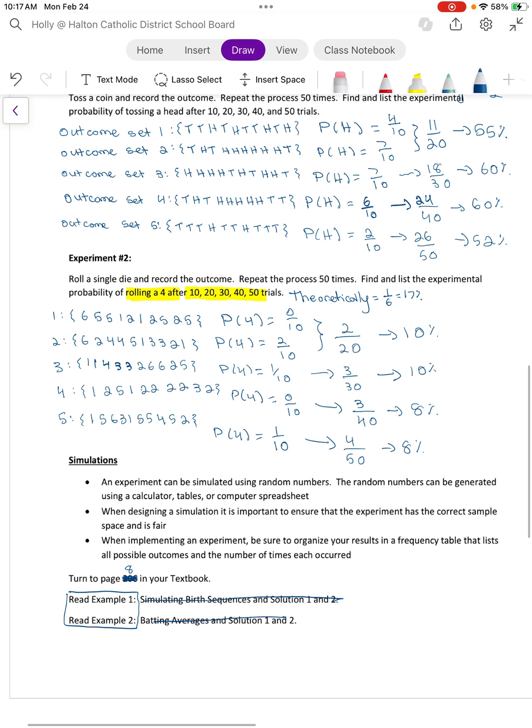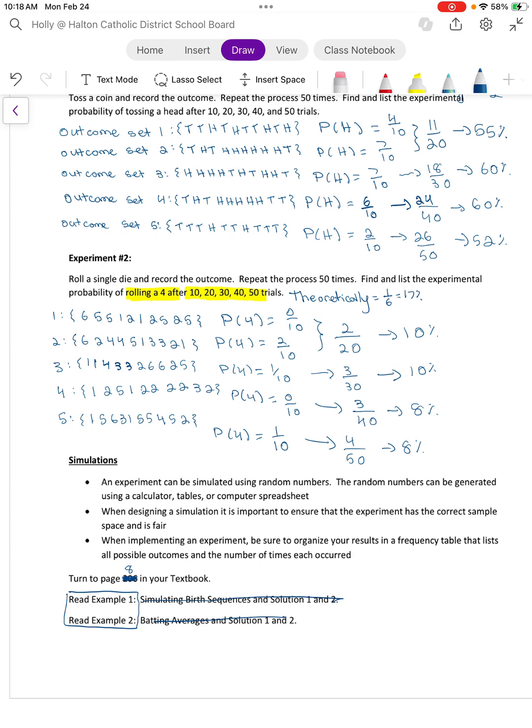So an experiment can be simulated using random numbers. The random numbers can be generated using a calculator, tables, or a computer spreadsheet. If you use Excel, you can do that in that program as well. You can use Google Sheets. If you even Google random number generator, there are many programs now online that will do that for you.